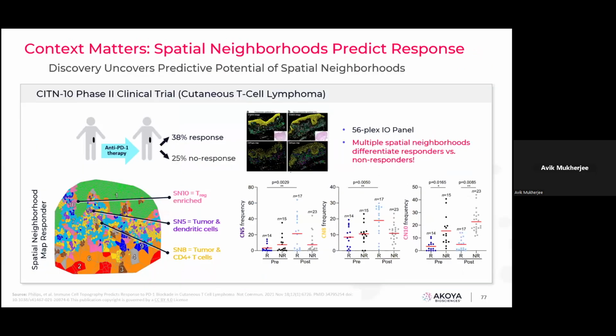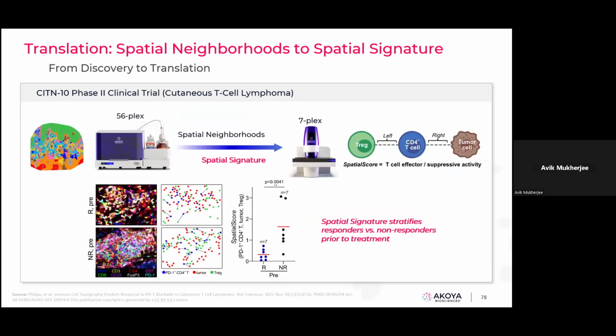When you look at this kind of high-plex study, this is a 56-plex study that was done to understand the cellular neighborhood of responders and non-responders. They found a spatial signature, which then they can use to create a 7-plex panel, and then you can use just the PhenoImager Fusion to run that through multiple slides, and they can get a spatial score looking at the distance of the T cell from the tumor or from the Treg.